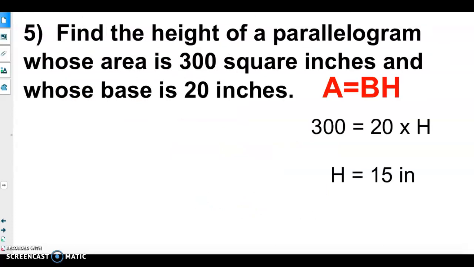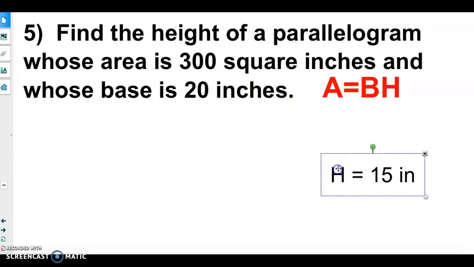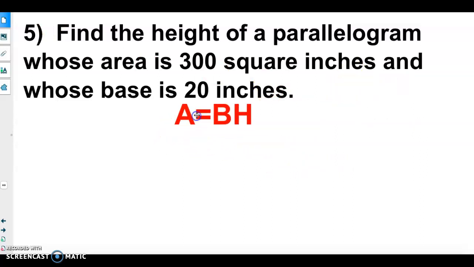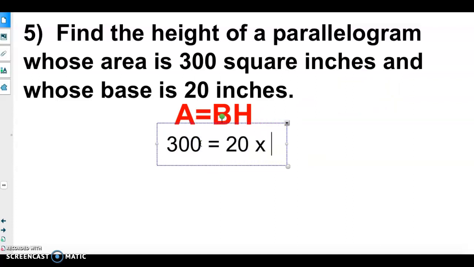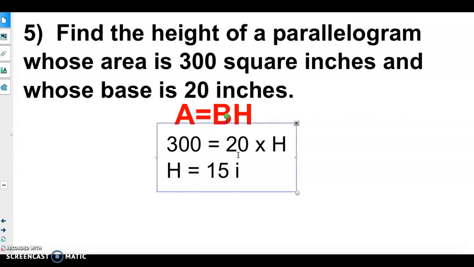In number 5, and I'm going to delete these just so I can walk you through it, I'm going to find the height of a parallelogram. The area is 300 square inches and the base is 20. So I replace A with 300. I know the base is 20, so B is 20, and I don't know the height. How am I going to find the height? I'm going to divide 300 by 20, and that gives me 15. So that means 20 times 15 does equal 300. The height is 15 inches.